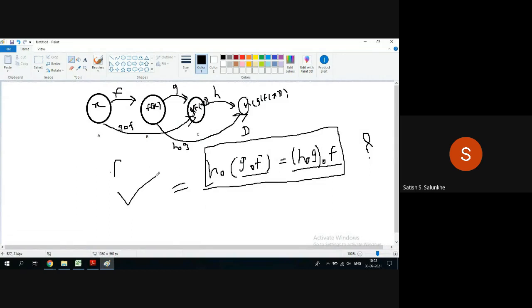And yes, it is holding true for all. If there are more than two functions, F, G, H, something like that, the associative property is holding. We will discuss more in the next session.